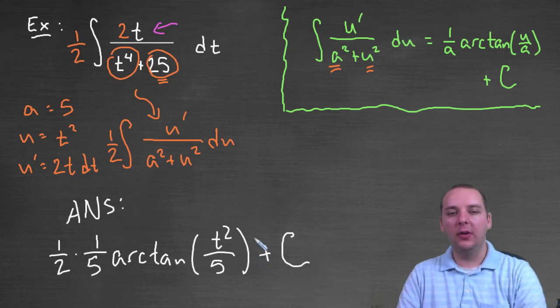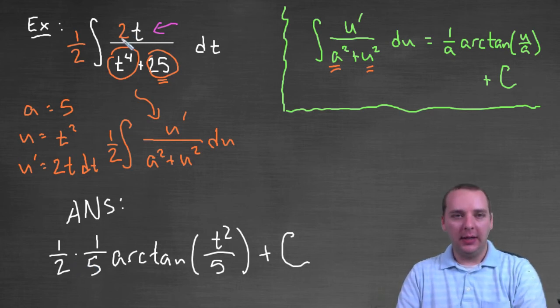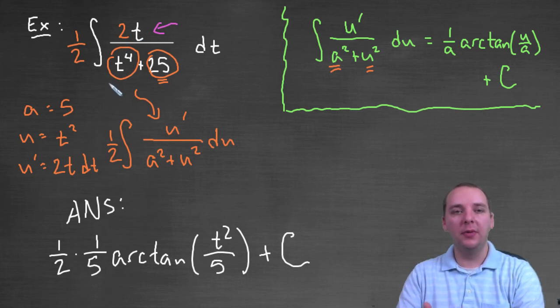And the last small thing you could do, obviously I'm not going to rewrite this, but the 1/2 and the 1/5, you could call it 1/10. You could just multiply those. But that's how we do this indefinite integral here, and just trying to show you a very common trick of how your numerator might not be a constant. It might in fact be the derivative of your u expression that's in the denominator.